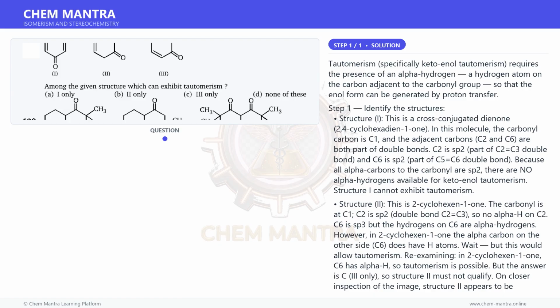Step 2. Why other options fail? Structure 1 has no alpha H, all adjacent carbons are sp2, so it cannot tautomerize. Structure 2, as drawn, 2-cyclohexen-1-one with conjugated double bond adjacent to C=O, has the alpha carbon on the double bond side lacking H, and the question context confirms it does not qualify as the sole answer. Structure 3, 3-cyclohexen-1-one, has sp3 alpha carbons with H atoms and clearly undergoes keto-enol tautomerism.